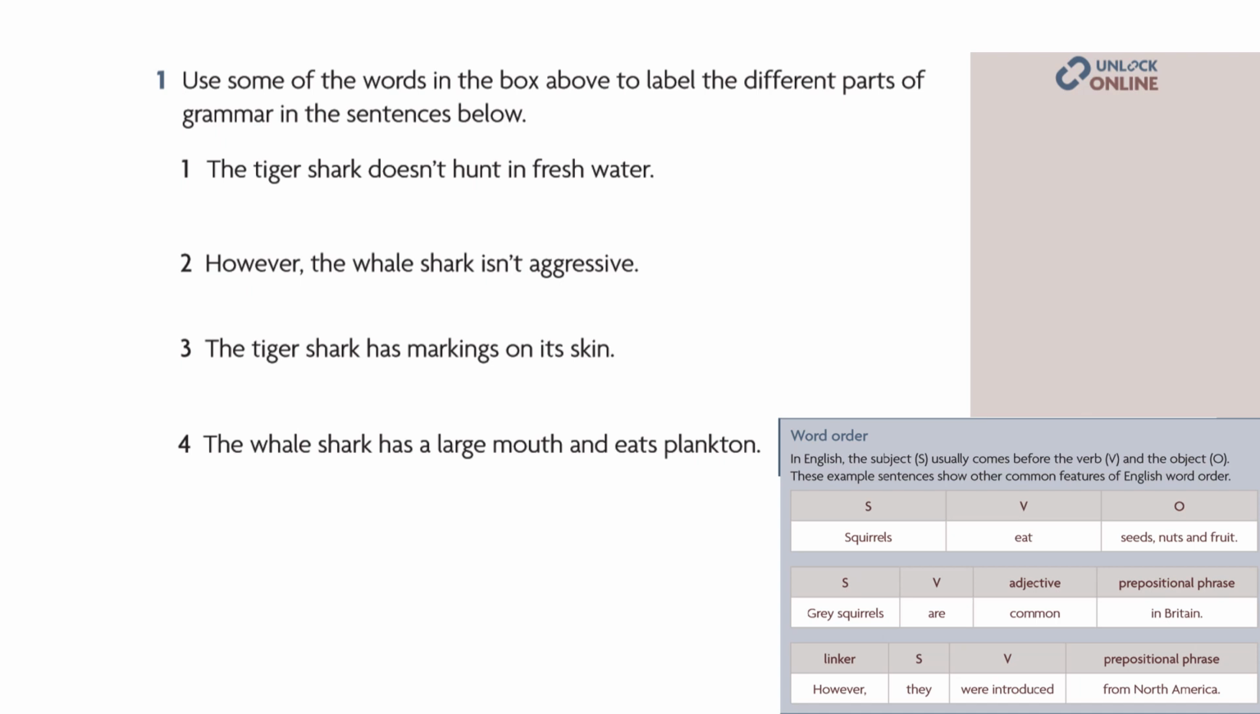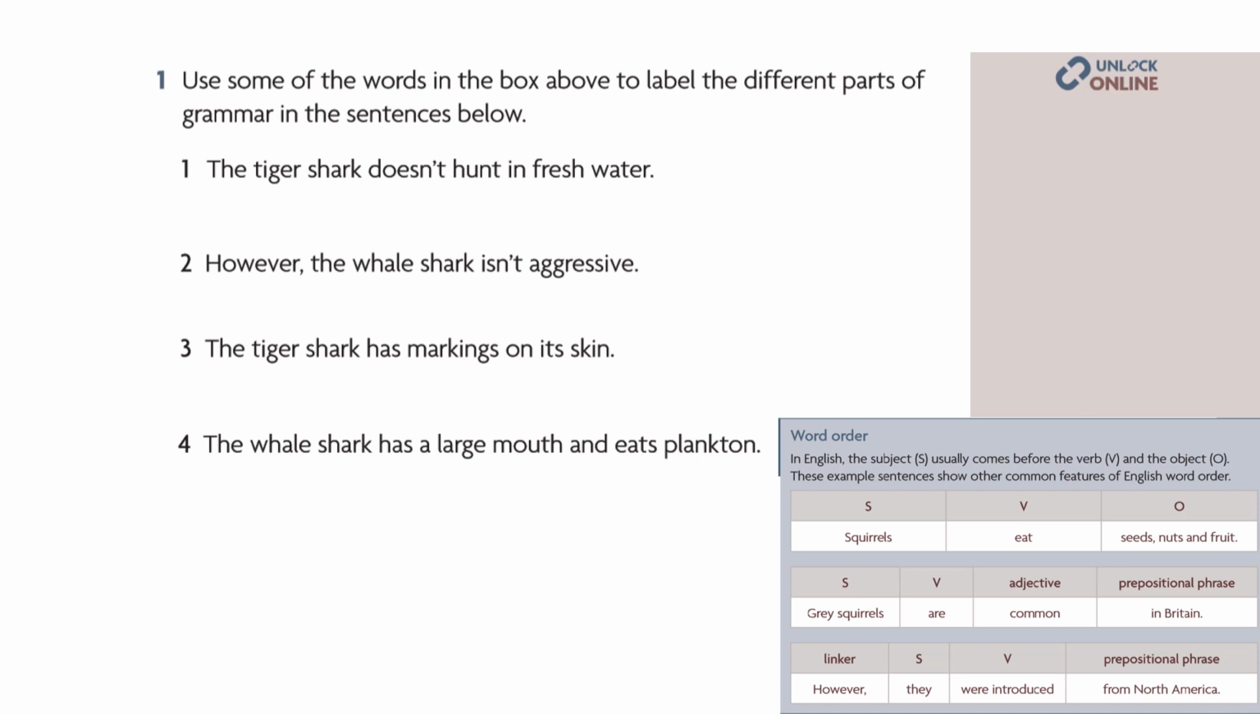Exercise 1. Use some of the words in the box above to label the different parts of grammar in the sentences below. Now you have 4 sentences. Number 1. The tiger shark doesn't hunt in fresh water. Where is the subject of this sentence? Can you find out? I would suggest you should pause the video for a short while and do this exercise by looking at the box in which you have the word order.